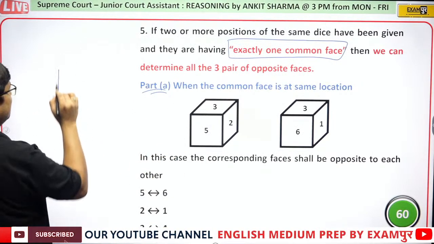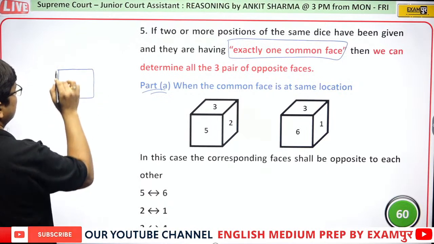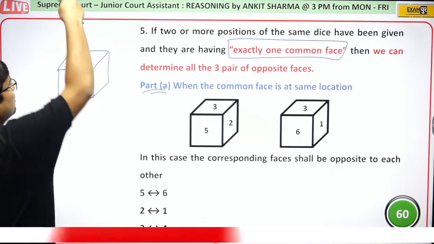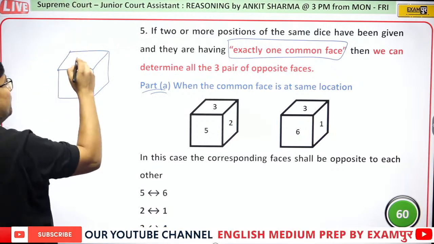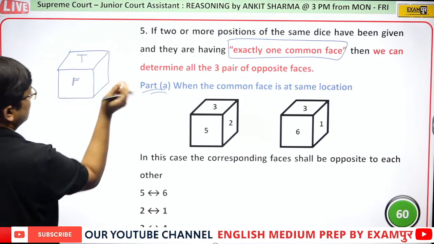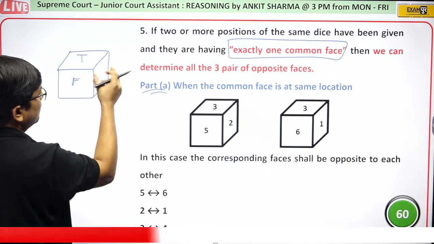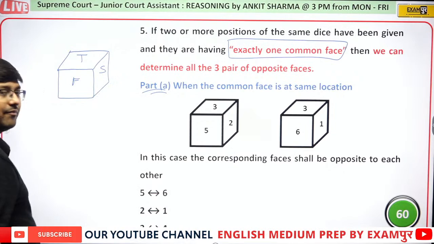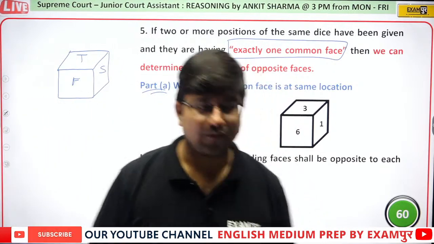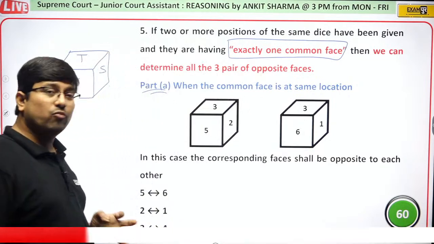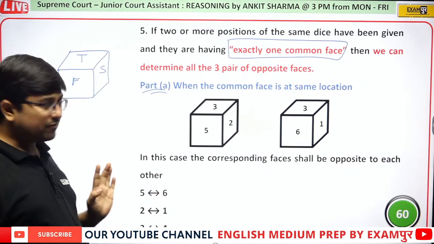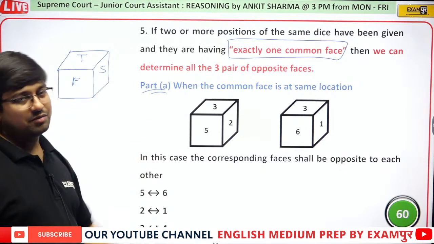Suppose this is a dice. This is called the top view. This is called the front view. And this is called the side view. Okay. Fine, everybody. Yes or no, my dear students? Now see, if two or more positions of the same dice are given and they are having exactly one common face, then we can determine all the three pairs of opposite faces.